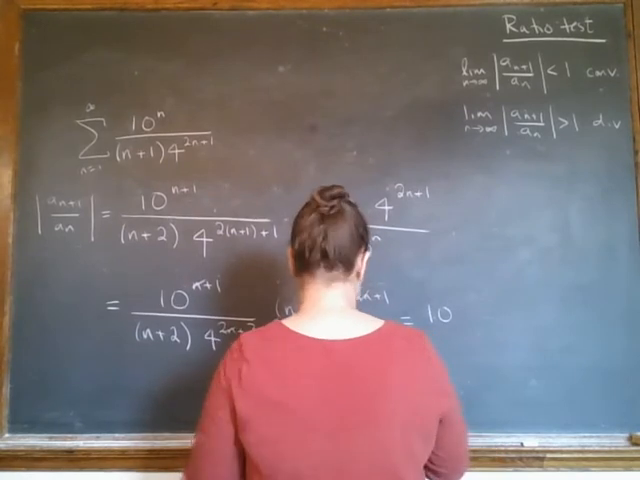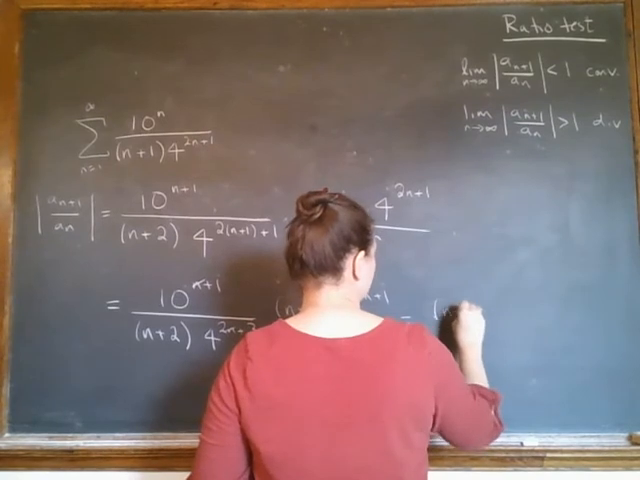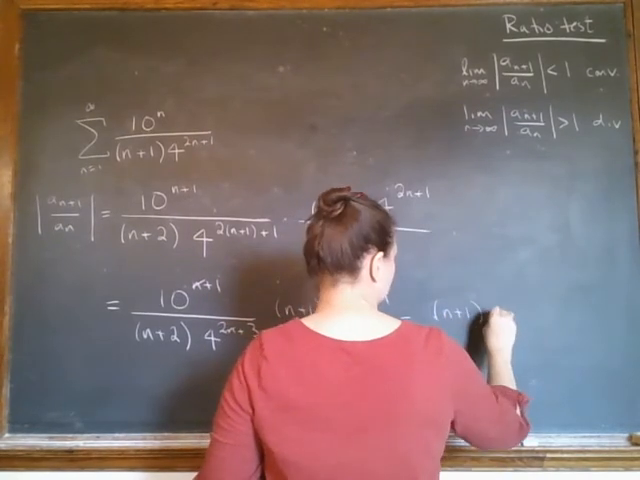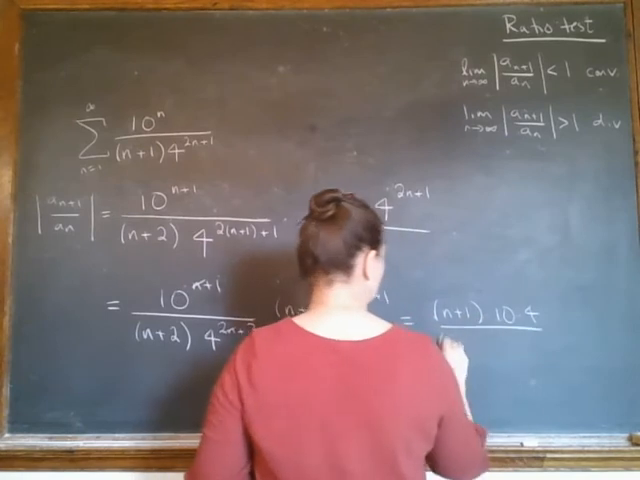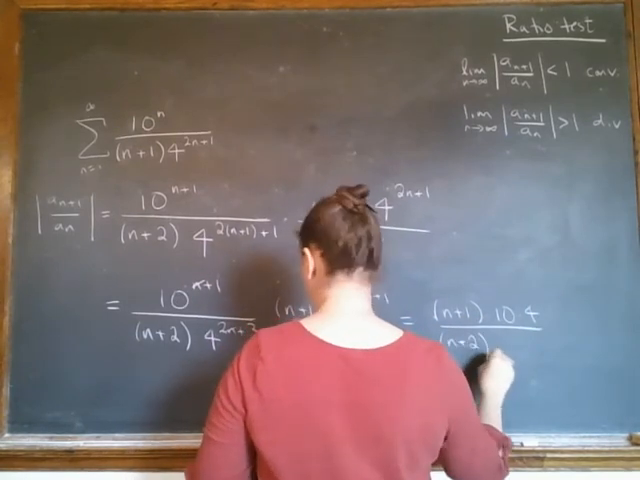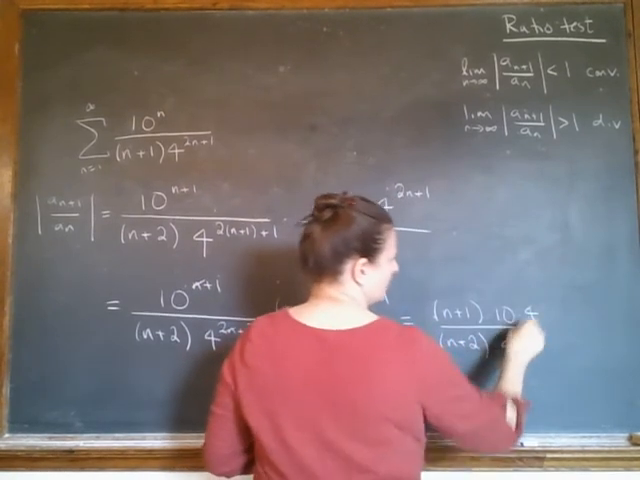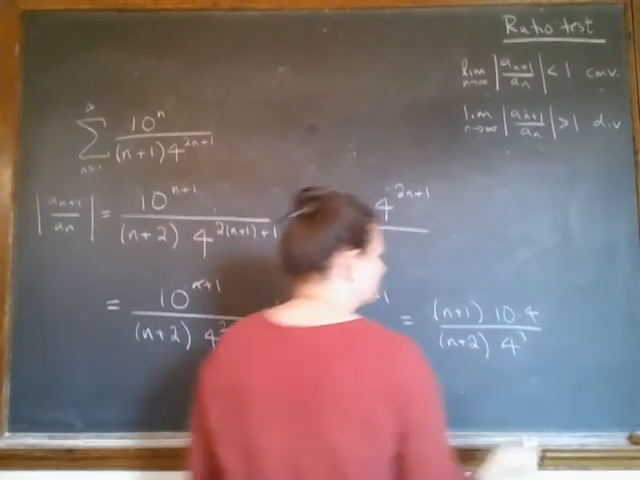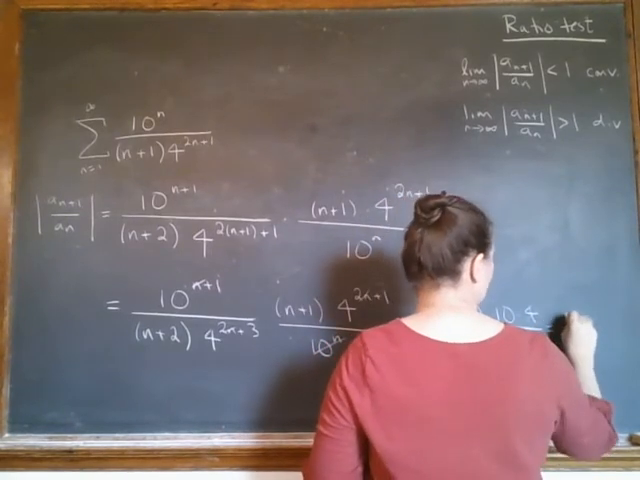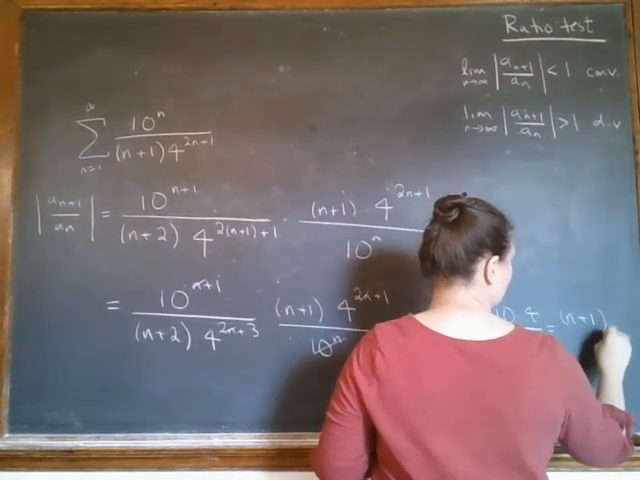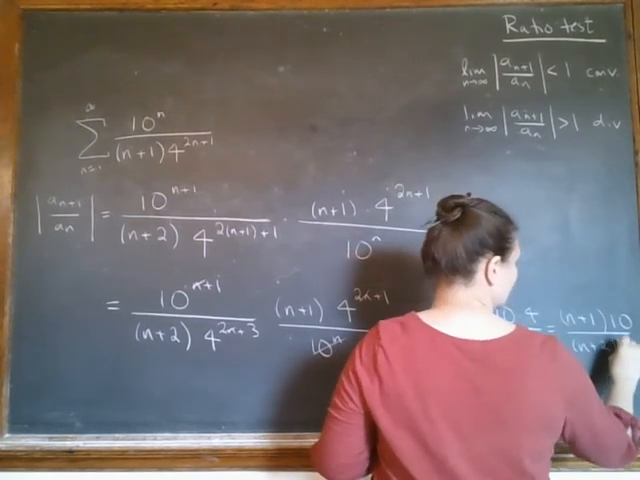Well, you know what? I'm going to put the n plus 1 in front. So I've got n plus 1 times 10 times 4 over n plus 2 times 4 cubed. Well, I can get rid of one of those. And I could have gotten rid of it there too, but I just thought maybe it would be easier. Okay, so what do I have? n plus 1 times 10 over n plus 2 times 16.